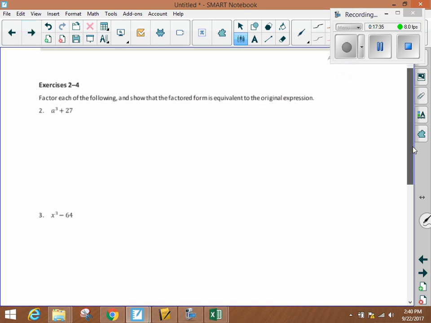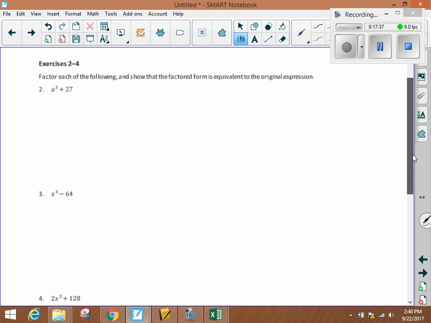Alright, so in other words, this says, if I need to factor each, I need to factor it and then show that it's equivalent to the original. All you would have to do is multiply. I know, all I would have to do is multiply it back out.